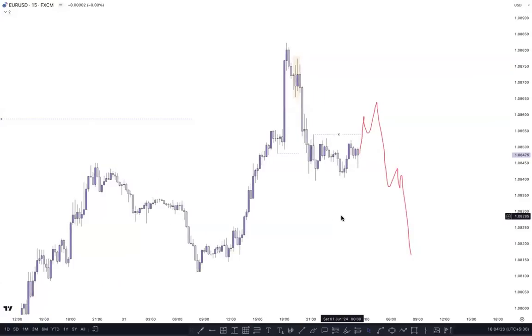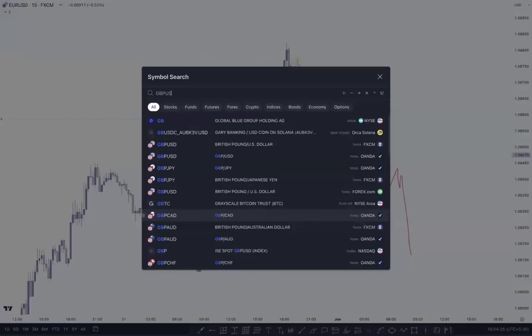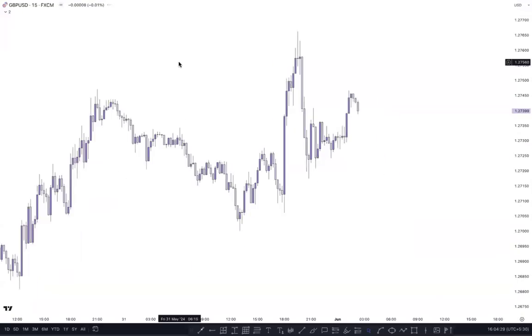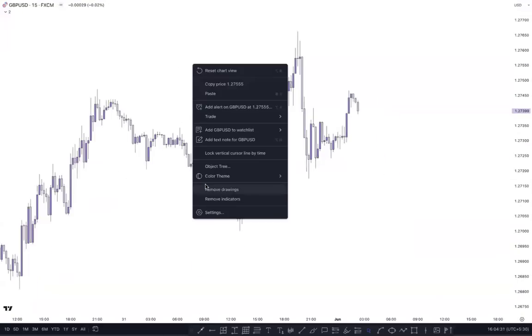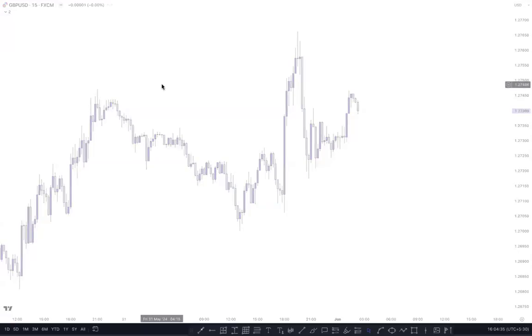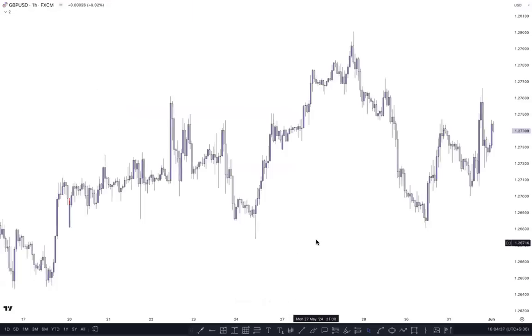Let's check a different pair, GBP/USD. So this is our GBP/USD chart. Let's check a different picture here. Start from the 1-hour time frame, then I will show you a 15-minute time frame.